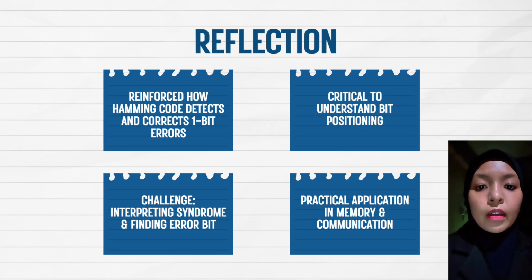To reflect on these questions, Hamming code is a simple yet powerful method for detecting and correcting single-bit errors. Understanding the correct positioning of data and parity bits is critical. The most challenging part was interpreting the syndrome and mapping it correctly, especially when working with an expanded code word.